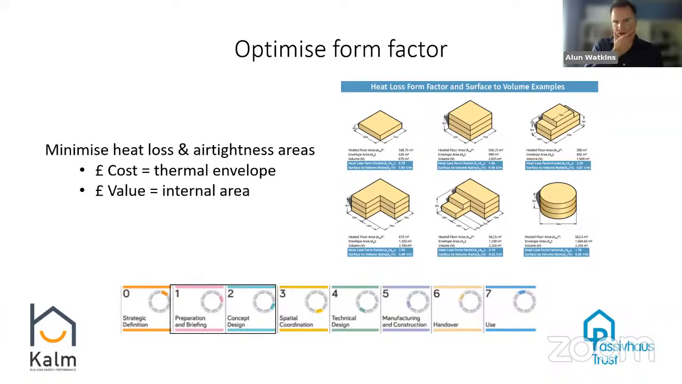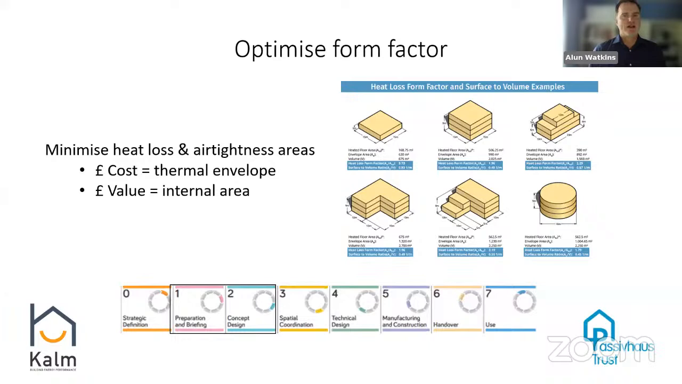Worth bearing in mind as well that a lot of the cost is in the thermal envelope. That's where all the insulation needs to be. It's where your air tightness layer needs to be. So the smaller that can be in relation to the internal area, the cheaper it is. And it's worth bearing in mind as well that the value of a building is actually in its internal area. Certainly commercial buildings are leased on a square footage rate. And similarly with housing, you need minimum space standards, that kind of thing. So it's being able to achieve those with the smallest possible heat loss area.